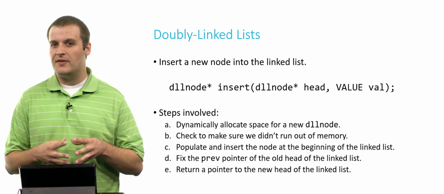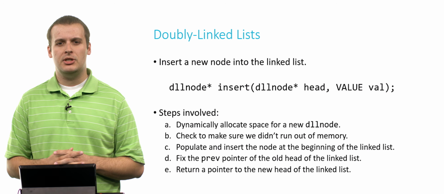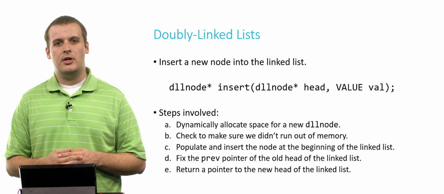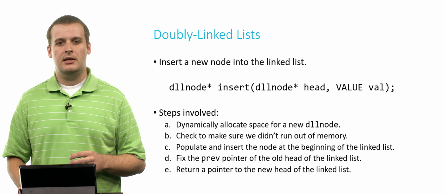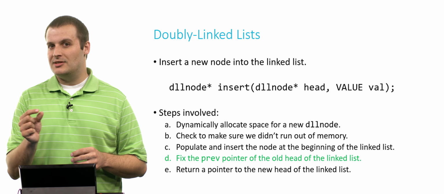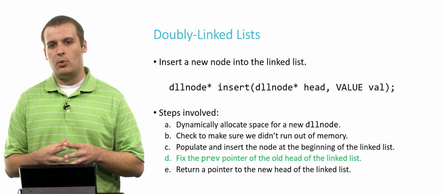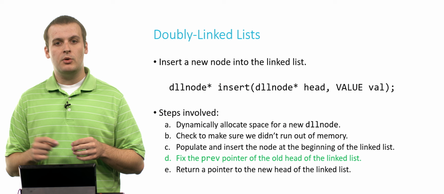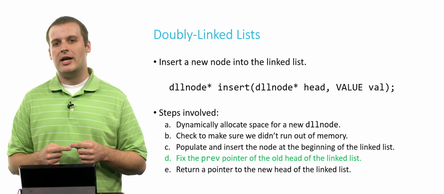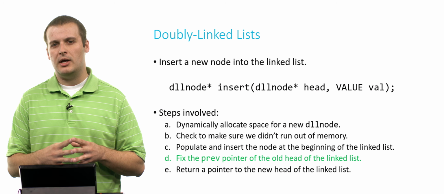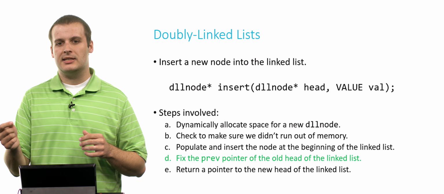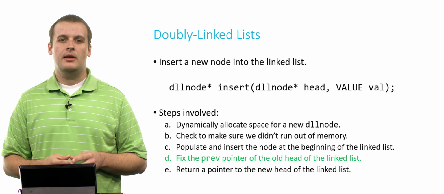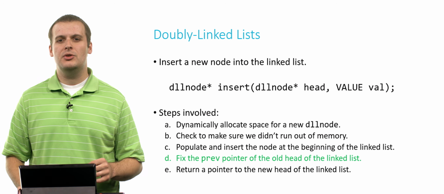So what are the steps? They're again very similar to singly linked lists with one extra addition. We want to allocate space for a new node and check to make sure it's valid. We want to fill that node up with whatever information we want to put in it. The extra thing we need to do is to fix the previous pointer of the old head of the list. Remember that because of doubly linked lists, we can move forward and backward, which means that each node actually points to 2 other nodes instead of just one. And so we need to fix the old head of the list to point backward to the new head of the linked list, which is something we didn't have to do before. And then, as before, we just return a pointer to the new head of the list.